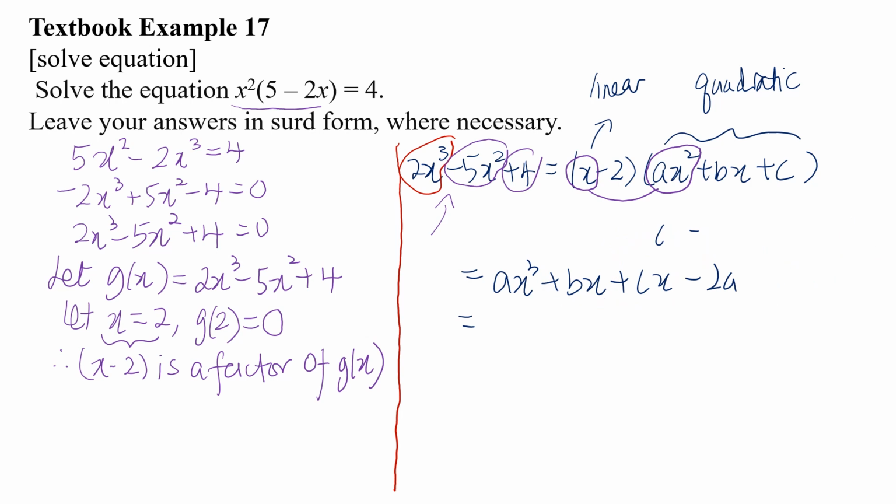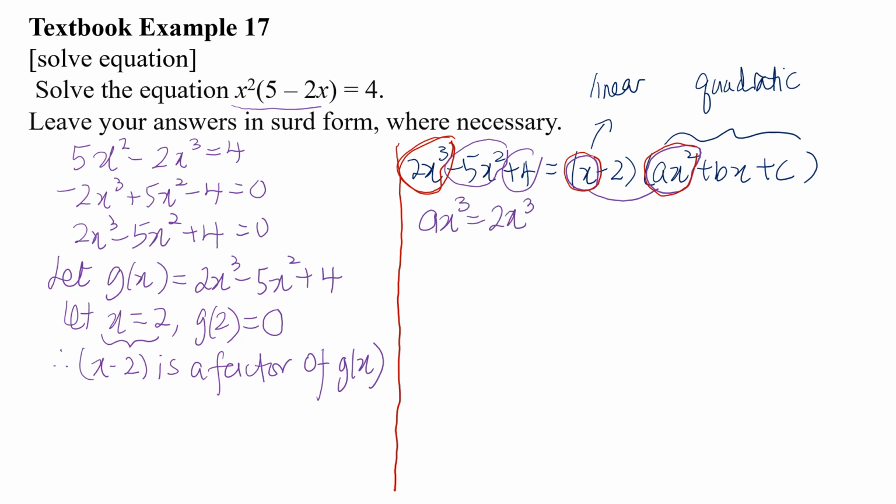So now you understand the concepts behind. If you do not, then watch the video again, please. So now we know that the term I've circled multiplied by the term I've circled will give me this one here. So x times ax squared will be ax cubed, which equals my 2x cubed. If we divide by x cubed on both sides, then a is 2. That's how we found our value of a.